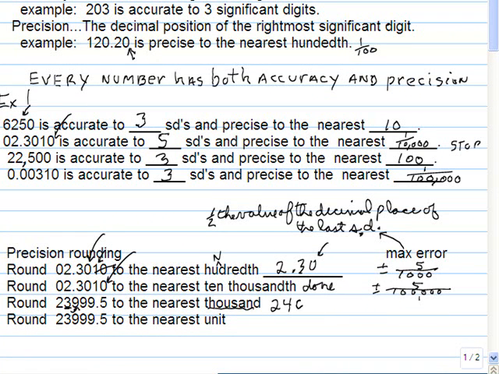So to make sure that the 4 is in the thousands position, I add 3 zeros. What's our possible error? Well, half of the position that we rounded to. We rounded to the thousands, so we could be off by plus or minus 500.